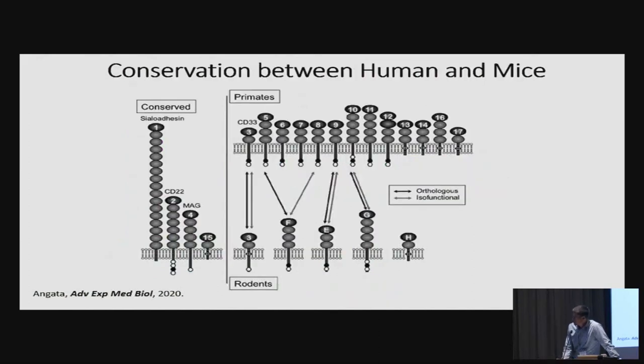And here it is again. This is taken from one of Takashi's reviews, highlighting how the different members from rodents and humans are orthologs or functional orthologs of each other. And you see that the pattern is quite complex. I'm not going to go through it, but it's quite complex in terms of who's an ortholog of whom. Again, the take-home message is that when thinking about siglecs and how results in mice might translate to humans and vice versa, you have to think about it and consider it. It's not always straightforward.